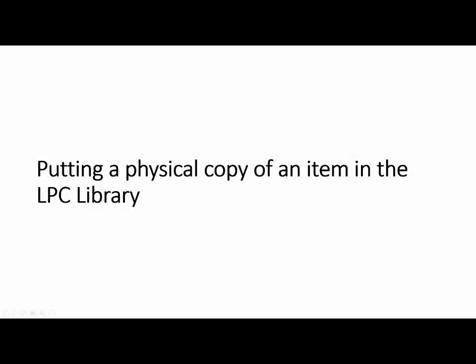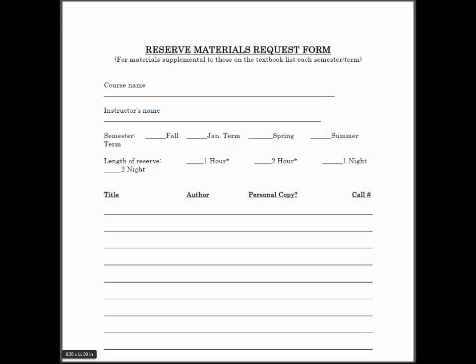Putting a physical copy of a chapter or an article on reserve in the LPC library. The first thing you need to do is go through the proper procedure of the copyright check through the faculty assistant. After the item has been cleared through the copyright check, you must fill out the library's Reserve Materials Request form. This form, as a PDF, is available in the Faculty LibGuide, or a physical copy can be found at the front desk in the library.